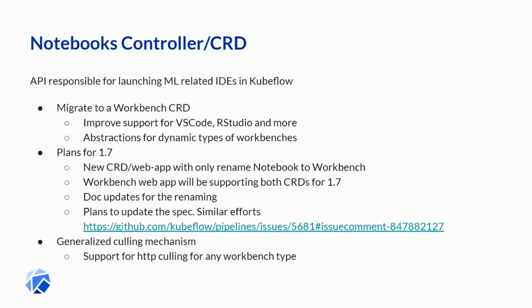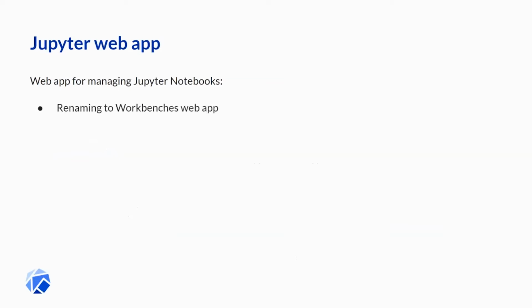Following these changes on the notebook controller and CRD, we go to the Jupyter web app, which up to now was a web app for managing notebooks. As you've guessed from the previous section, the number one goal that we want to have, especially for 1.7, is to do just a rename and go towards a workbenches web app, so it's more clear what we're managing and what its priorities are.